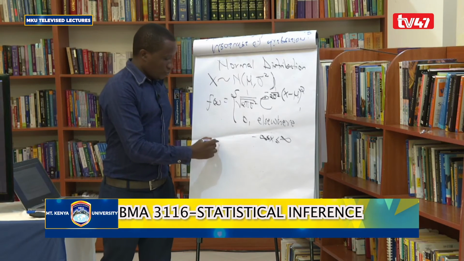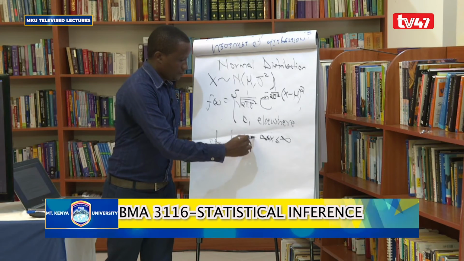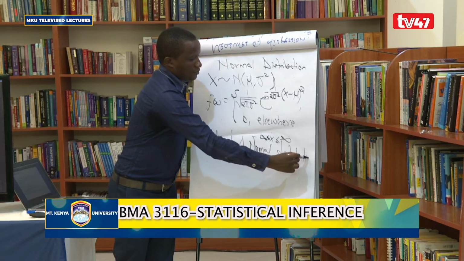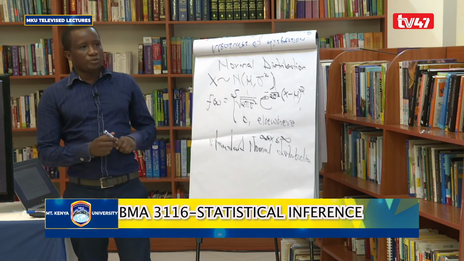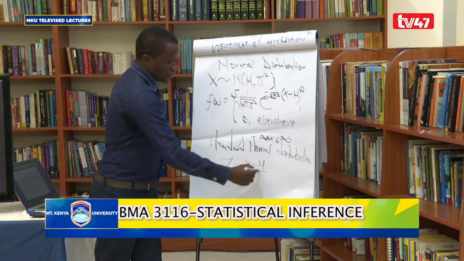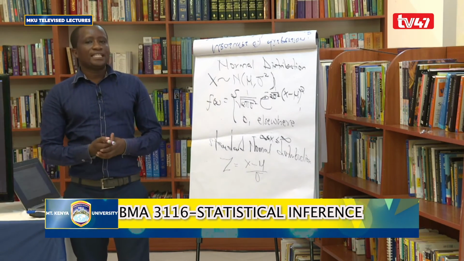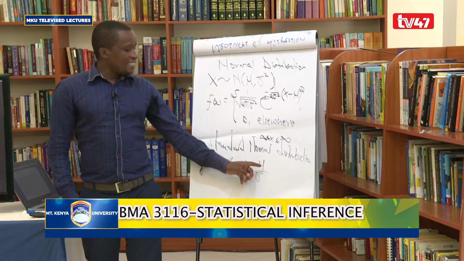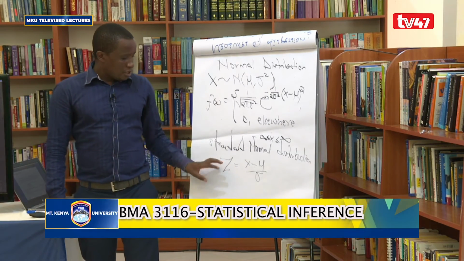That translates to what we call the standard normal distribution. A standard normal distribution is a standardization of the normal distribution using the variate z equals x minus mu divided by sigma. Note that x is the value with which we want to get its probability, mu is the mean of the original distribution, and sigma is the standard deviation of the original distribution. Now, what happens?